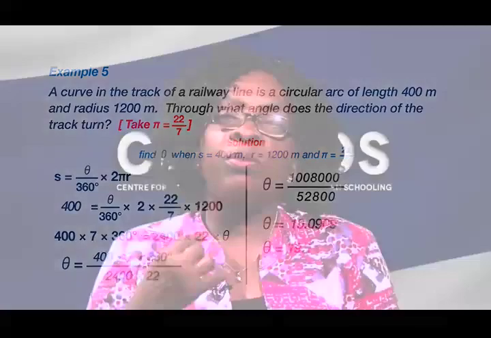I'm sure as you work the questions, you are beginning to put the formula in your memory. As you work with them, it just sticks. And you won't find it difficult to remember these formulae anymore. Let's look at another example.